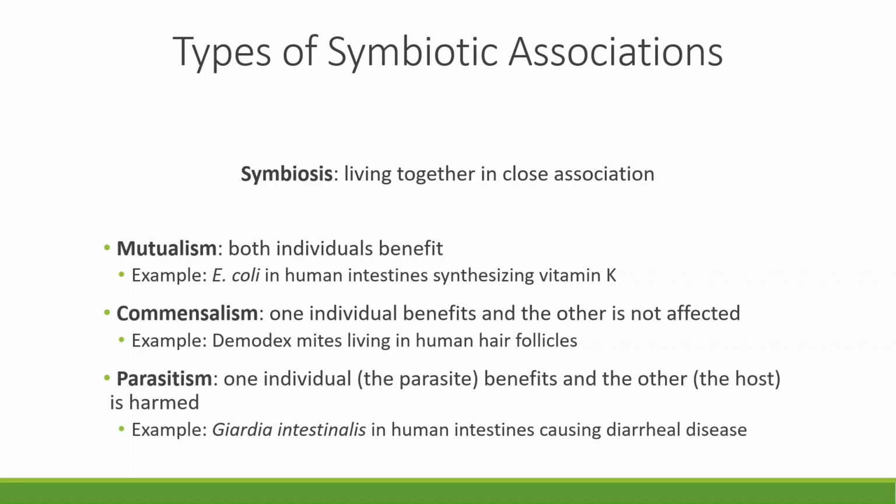An example of this is the protist that causes giardiasis, Giardia intestinalis. This organism lives in the intestines of mammals and can cause a diarrheal disease. It obtains its nutrients and all the good stuff, just like E. coli does, from its human host, but it does cause disease in that host as a consequence. So it's a positive for one and a negative for another, which makes it a parasitic symbiosis.